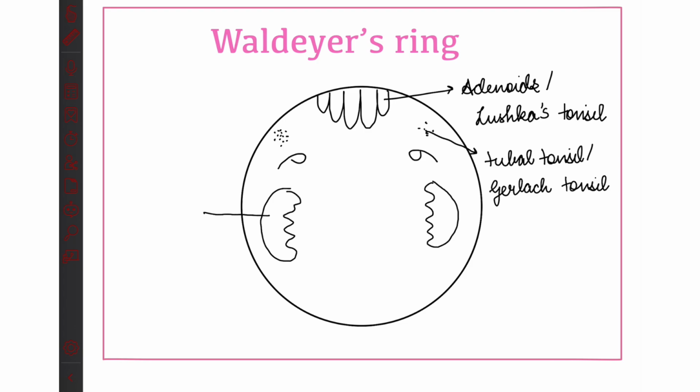We'll draw on this side. This is the palatine tonsil. Palatine tonsil is also known as facial tonsil. Then, if this is the tongue, we have the lingual tonsil here.